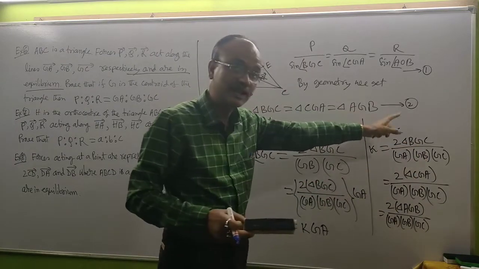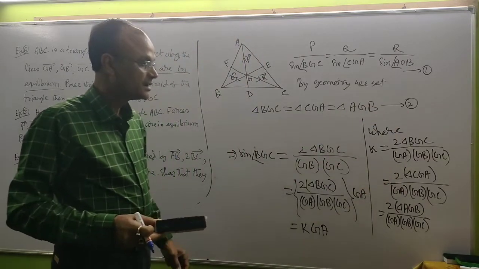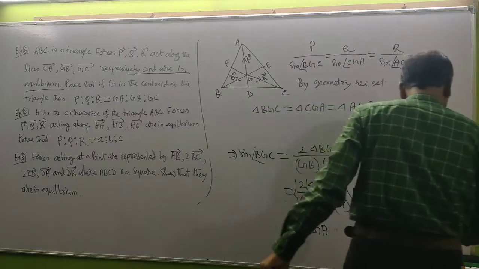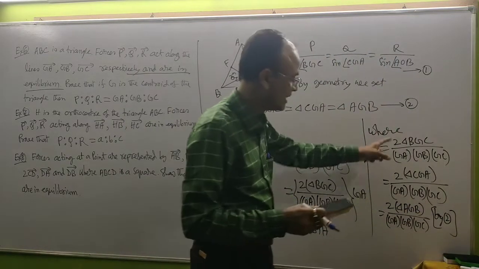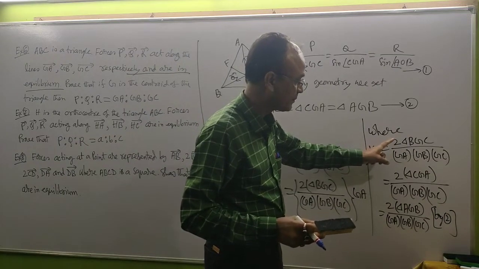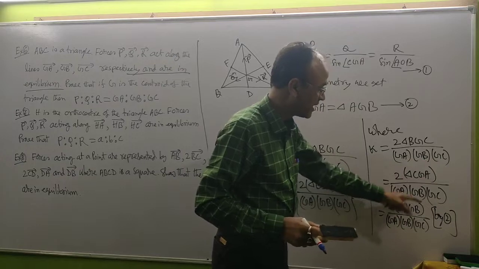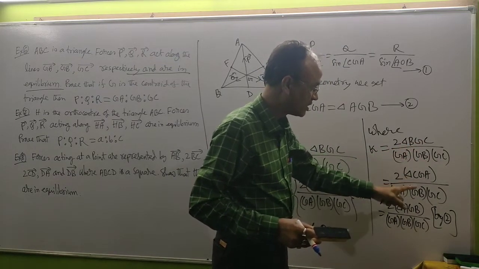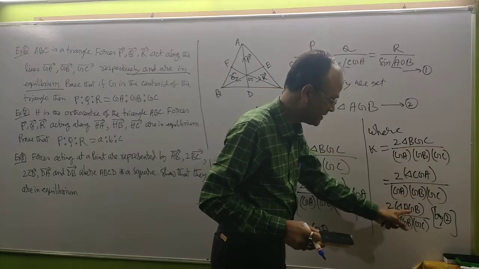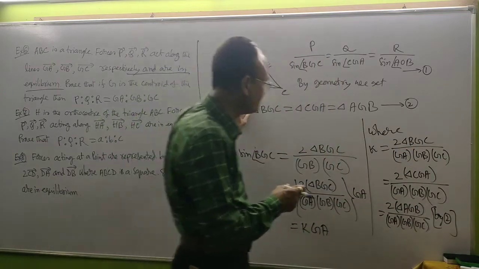We have used number 2. Other terms have been written as usual, 2 by GA, GB, GC. Only BGC has been replaced by CGA, and also BGC has been replaced by AGB by 2. You may write like this.